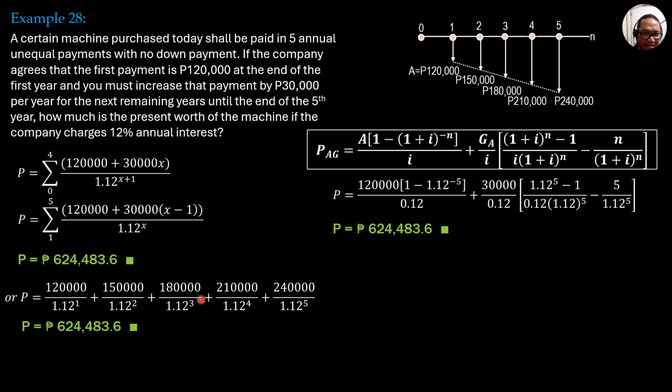I suggest that you present your solution in this manner because you don't need to memorize. This is basic, projecting one single value to the present. If you can set up this solution, then do it. But if you can memorize this formula, then also do it. So whichever is convenient to you.